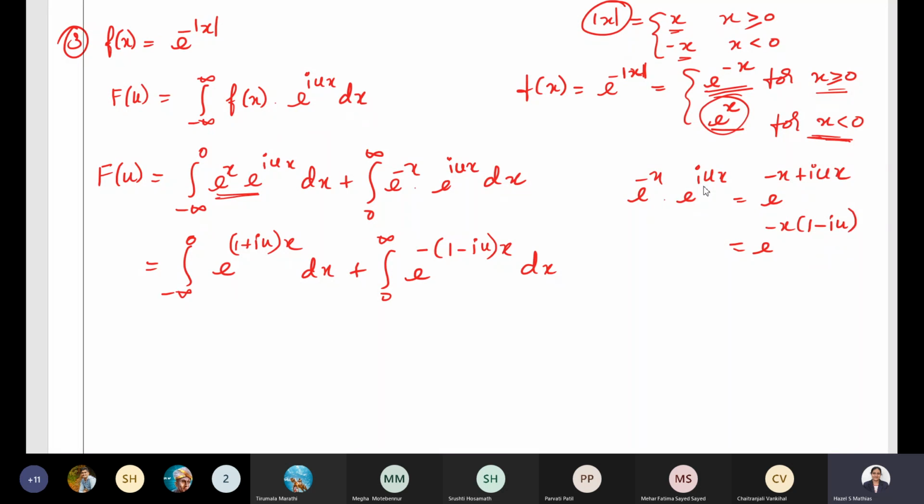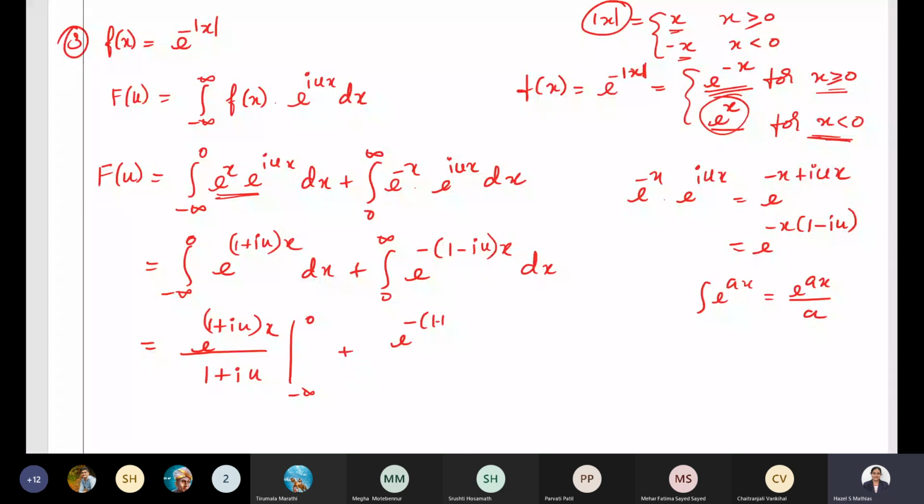Now let's continue this. What do we get? We have to integrate this term with respect to x. Integration of e power ax is e power ax divided by a. So according to that, here it will be e power 1 plus iu x divided by 1 plus iu. Limits vary from minus infinity to 0. Next, integrate the second part. What do we get? Similar concept, integration of e power ax is e power ax by a. So we will have over here e power minus 1 minus iu x divided by minus of 1 minus iu. Limits vary from 0 to infinity.